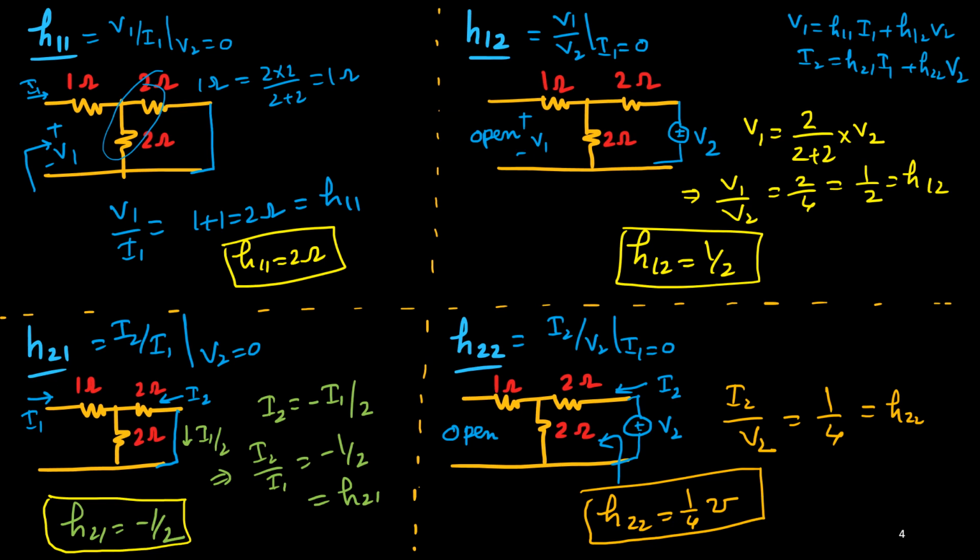So you see, all the parameters you can find out individually. In some problems, in GATE papers or other competitive exam papers, sometimes only one parameter is asked to find out. In that case you can use this method, right?